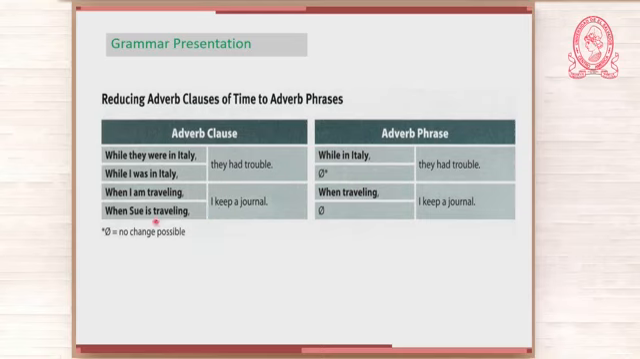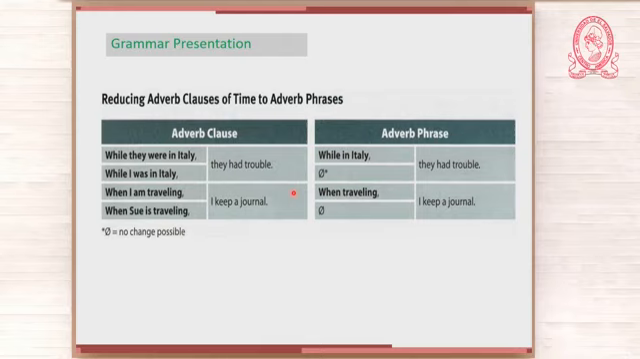Now, look at this. When I am traveling, I keep a journal. I want to reduce it to another phrase. What do I do? I say goodbye to the subject, and then the principal verb here is changed to the ing form, and then I say, when traveling, I keep a journal.